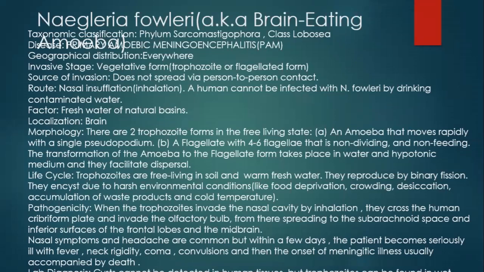Like I told you guys before, it is an amoebal flagellate. As you can see in the morphology, there are two trophozoite forms in the free living stage. Number one is an amoeba that moves rapidly with a single pseudopodium. Number two is a flagellate with 4 to 6 flagella that is non-dividing and non-feeding. And the transformation of the amoeba to the flagellate form takes place in water and hypotonic medium.